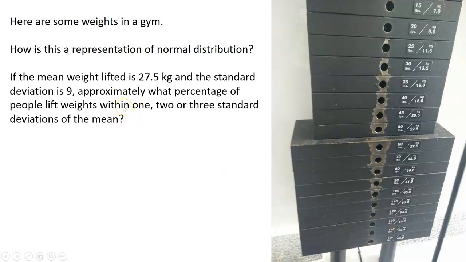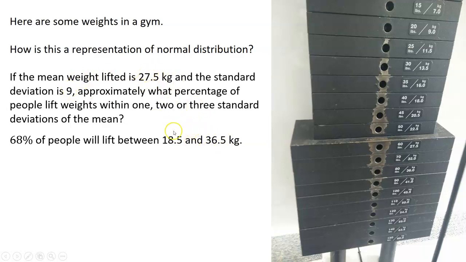Now, if I told you that the mean weight lifted is 27.5, this one here that has the most paint chipped away, and the standard deviation is 9, what can we say about approximate percentages of people lifting weights within 1, 2 or 3 standard deviations of the mean? Well, we can say that 68% of people will lift between 18.5 and 36.5 kilograms. 18.5 is 27.5 subtract 9, and then 36.5, 27.5 add 9.